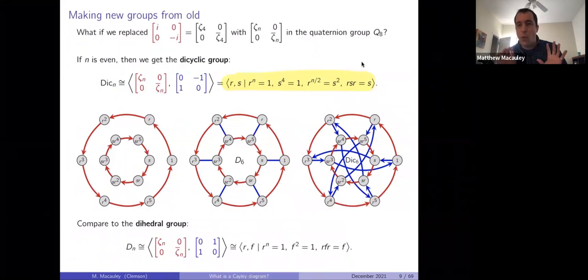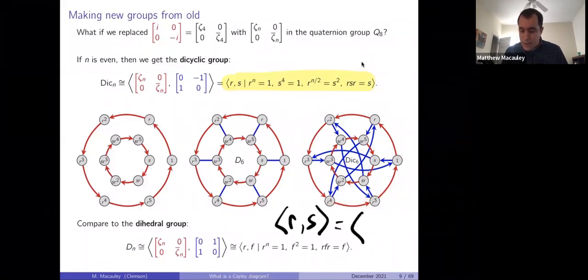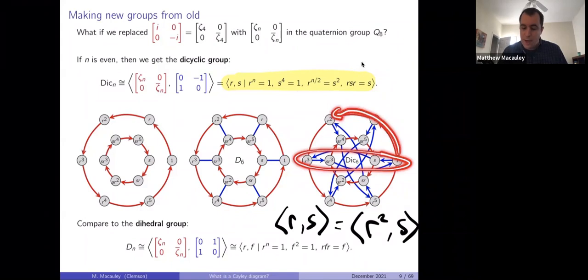You can see, almost without even checking, that this group is not only generated by R and S, but it's also generated by R squared and S. Let's check that. S takes me to these 4 nodes. If I do R squared to get up here, and then I do S, I get these 4 nodes. And then if I do R squared again, I get here, and I get these 4 nodes.